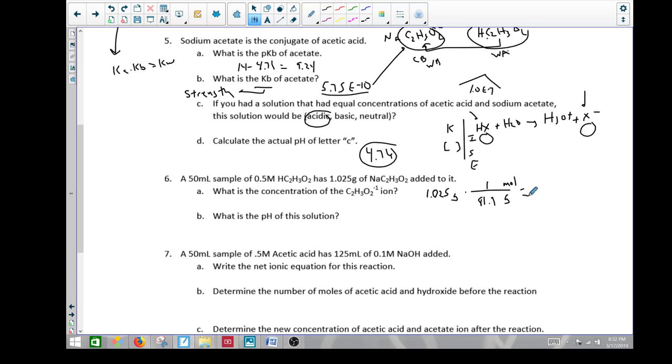So how many moles do we have here? 1.025 divided by the previous answer is 0.0125 moles. And they're asking me for the concentration in 50 milliliters, which is 0.05 liters. This is the mass of the whole thing, even though they want just the concentration of the acetate ion. I should be a little more careful to show that from here to here is a 1:1 ratio to the acetate ion.